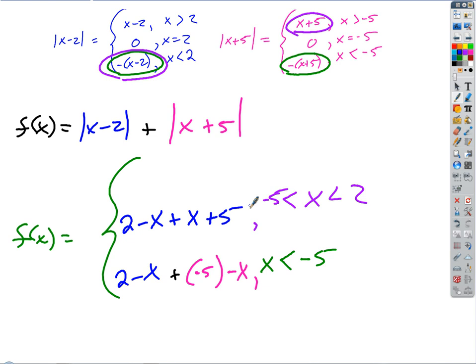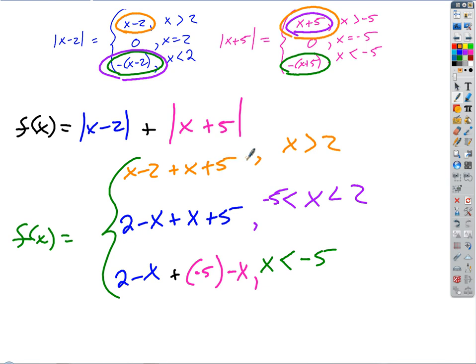Now, what about for values greater than 2? Because that's the other place where one of these functions is changing behavior, right? So let's look at that one. When x is greater than 2, that's what the blue function is doing, and that's what the pink function is doing, right? And so we'll take the sum of those two. So we get x minus 2 plus x plus 5. Is that right? Yeah.